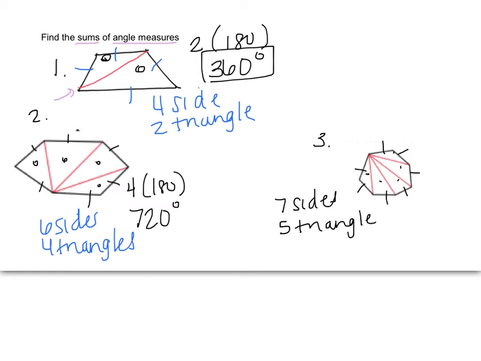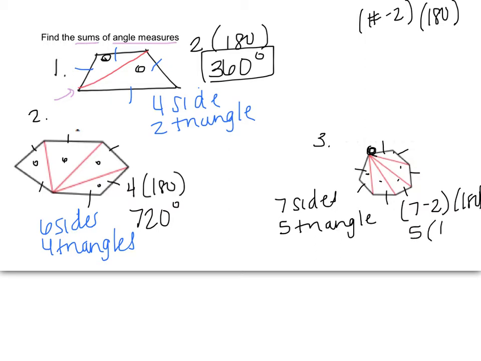So without having to create your vertices every time and pointing to how many places it goes, all you have to do is the number of sides minus 2, times 180. So for example 3, we could do 7 minus 2 times 180. And 7 minus 2 is 5. 5 times 180 is 900 degrees. So why don't you try one on your own?